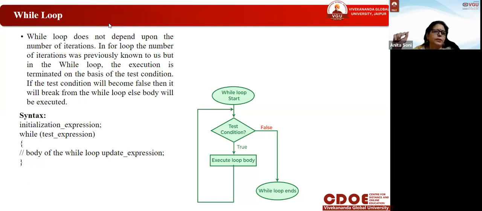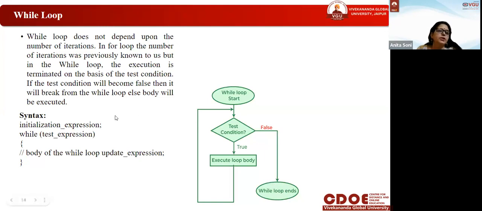In a while loop, the execution will be terminated on the basis of the test condition. Once the condition becomes false, the control will come out of the loop and follow the next statement after the while loop. See here, this is the program: the while loop starts, it initializes, then tests the condition, and executes the body. This loop will be executed until the condition becomes false, and once the condition is false, it will come out of the while loop.